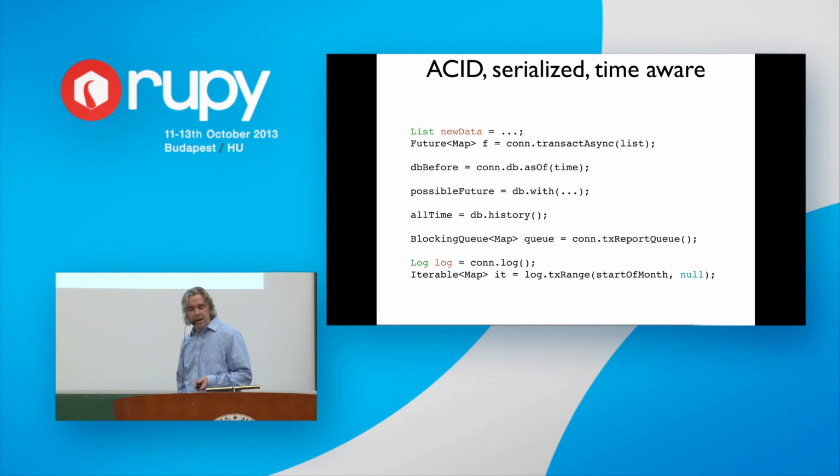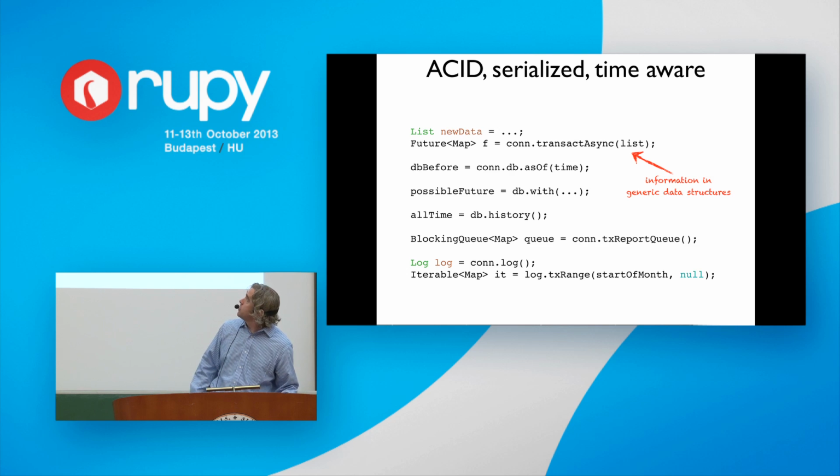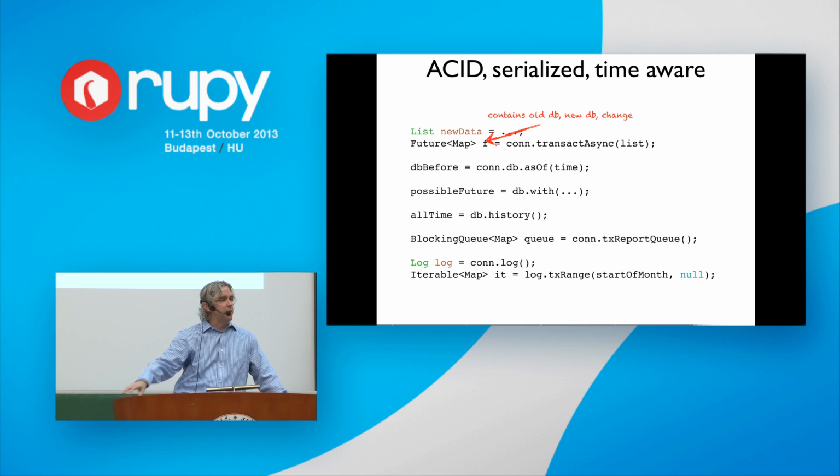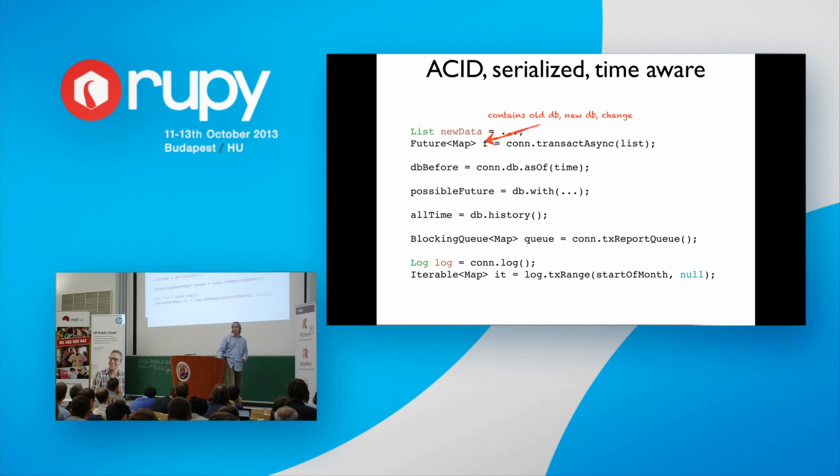On the transactional side, it provides ACID transactions. Transactions are functions of data. And the return value of the transaction actually gives you the entire value of the database before the transaction, the entire value of the database after the transaction, and the change that happened. Try building something like that with Active Record. Let me know how it goes.